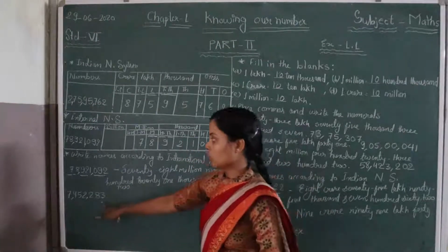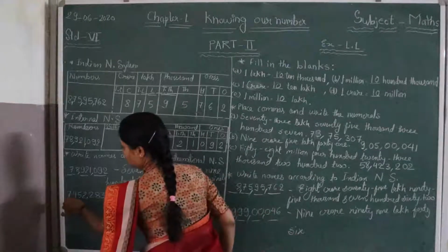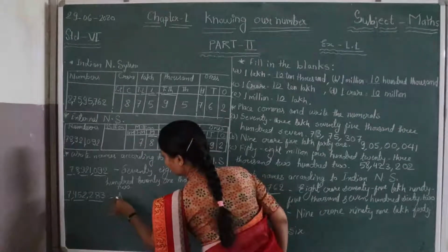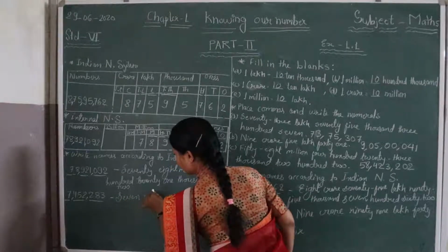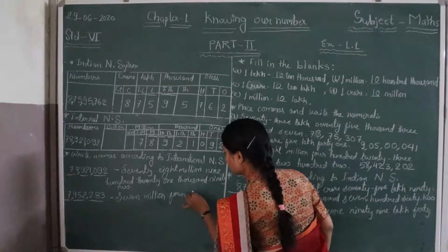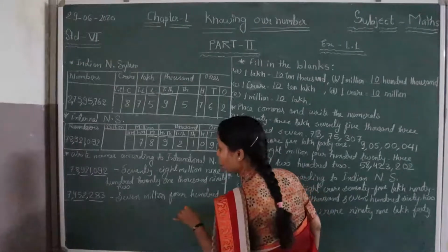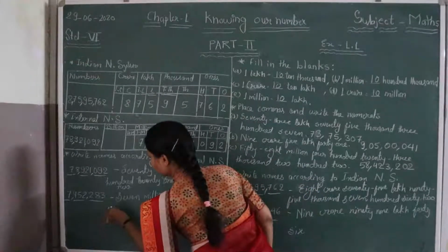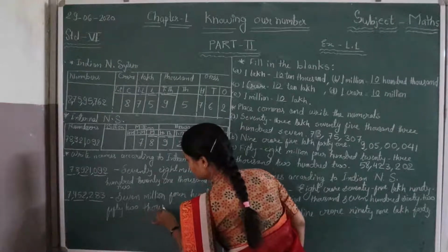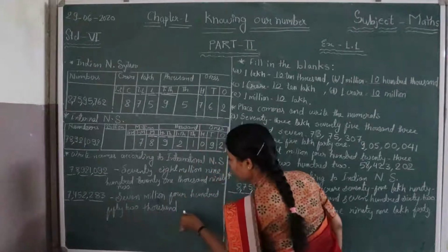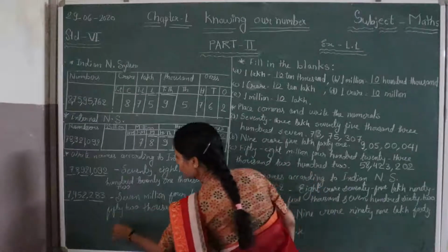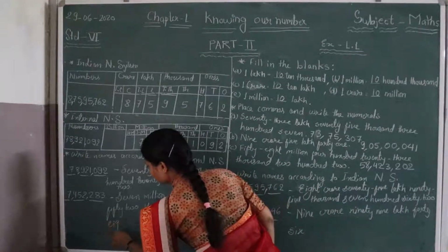Okay, now look at the last. This is million, thousand, ones. 7 million 400 52 thousand 200 83.